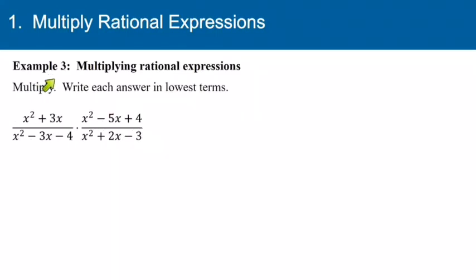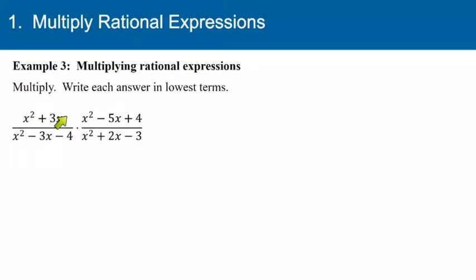Okay, here's example 3. And again, it says multiply, write each answer in lowest terms. Okay, now we have (x squared plus 3x) over (x squared minus 3x minus 4) times (x squared minus 5x plus 4) over (x squared plus 2x minus 3). This all looks very complicated, but remember, what we have to do is factor each one separately and then see what we can cross out. Don't try to think about all 4 at one time. Just do one at a time.